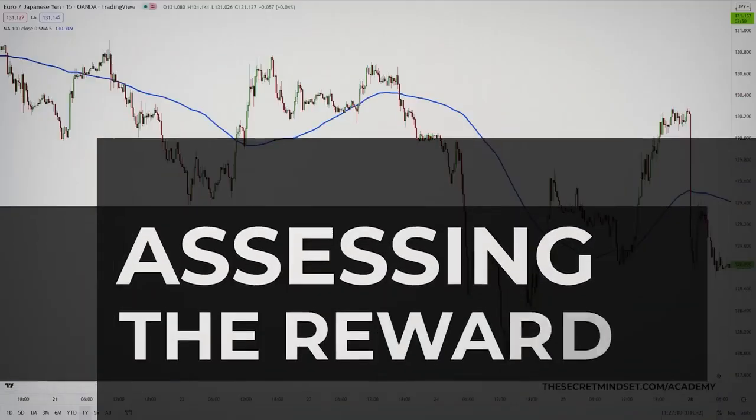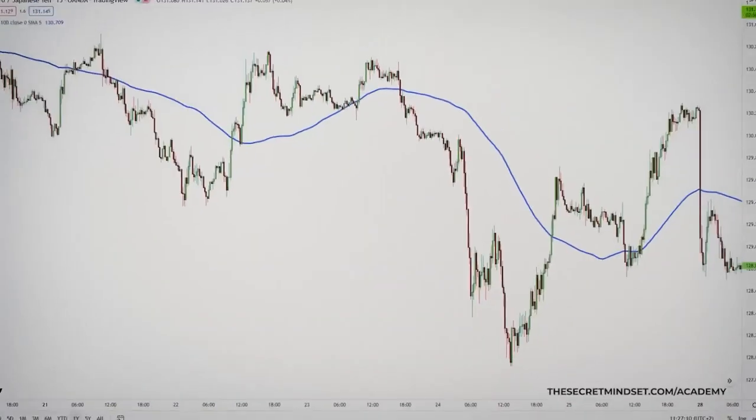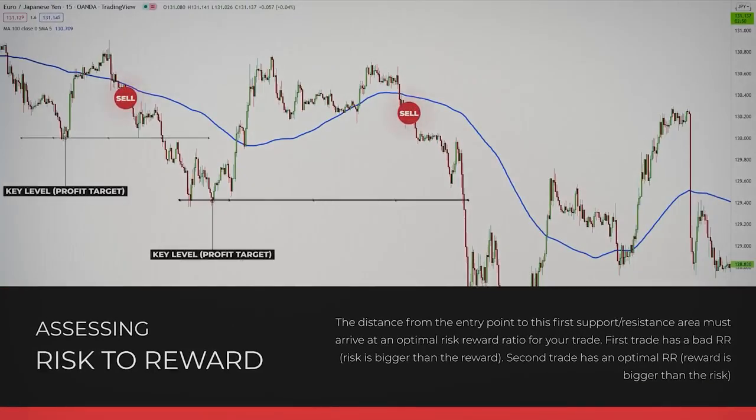Assessing the reward is more challenging. A common method is using the next key support or resistance area, the closest level that you believe could possibly hold price, resulting, in the worst case, in a bounce off that level, threatening the viability of your trade. Very important, the distance from the entry point to the first support or resistance area must arrive at an optimal risk-to-reward ratio for your trade. If it doesn't offer that, you don't want to take that trade.